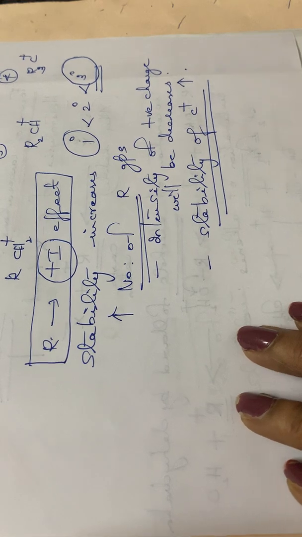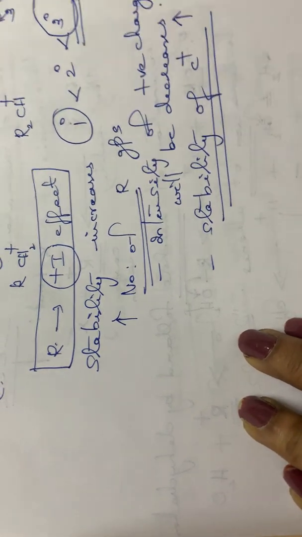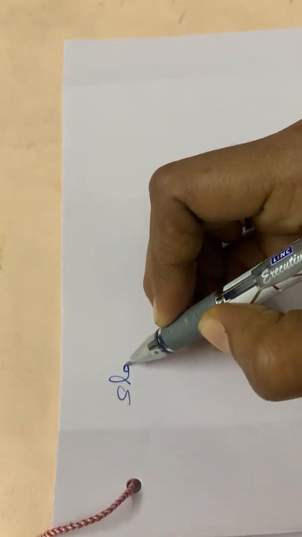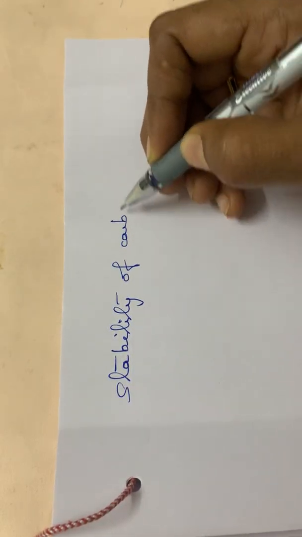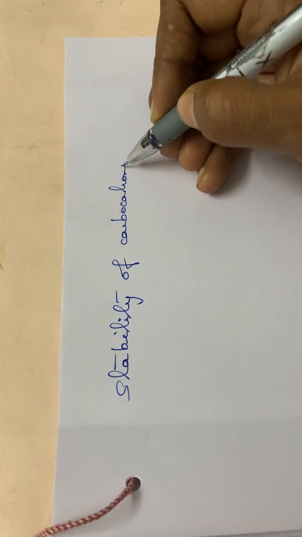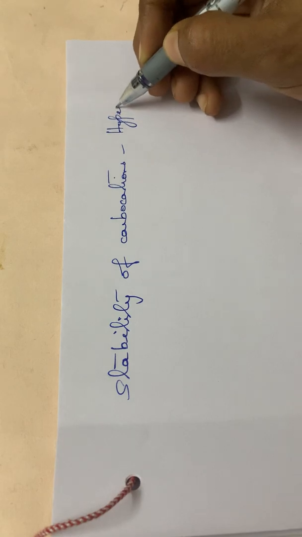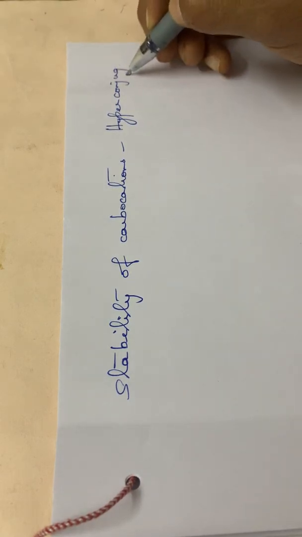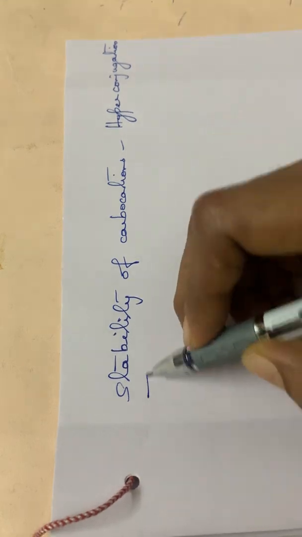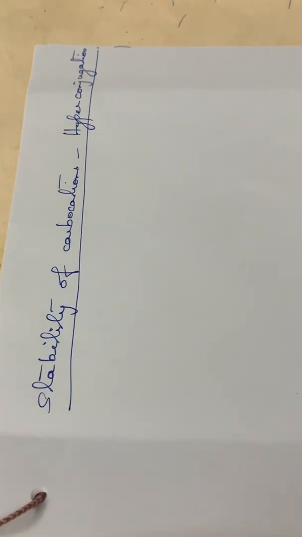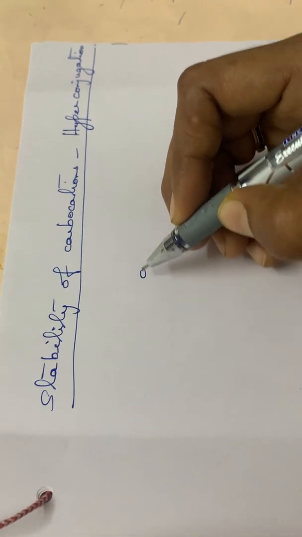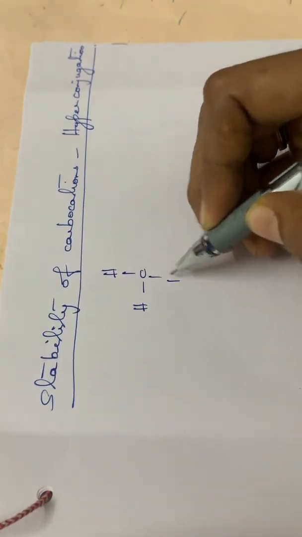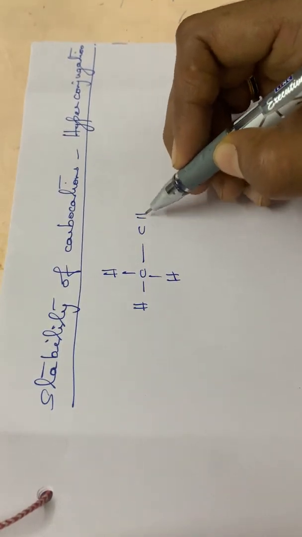Okay, then the next case is the explanation of the stability of carbocations in terms of hyperconjugation. In terms of hyperconjugation, or no bond resonance, you have studied the phenomenon. So the stability of carbocations in terms of hyperconjugation. Here I am writing the ethyl carbocation, that is CH3 CH2 plus.